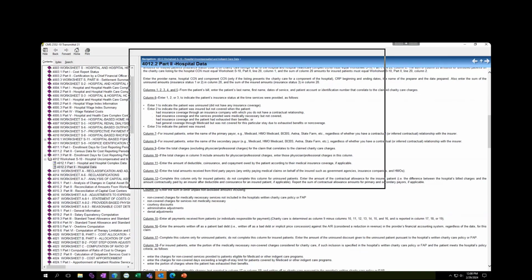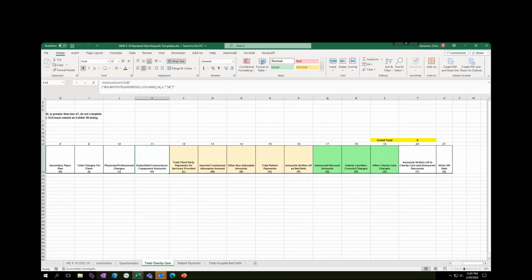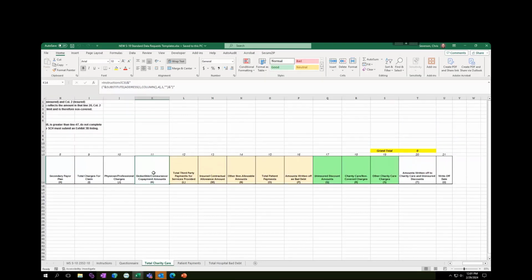The problem is if you take 9 charges minus 10, 10 makes sense, but if you subtract out 11 and then 12, 13, 14, 15, 16, for an insured patient, that is to kind of clarify that. We hope CMS will update that in the actual cost reporting instructions, but we have it clearly labeled in our piece.